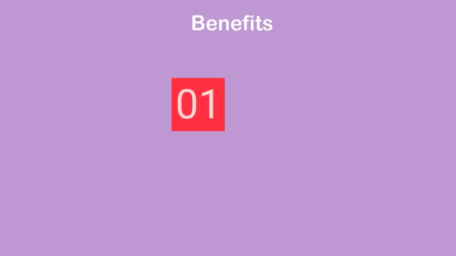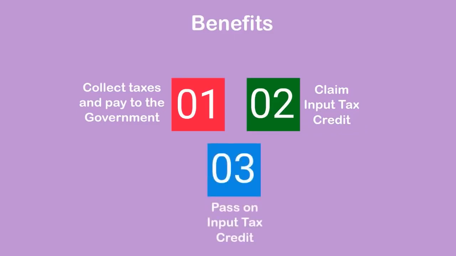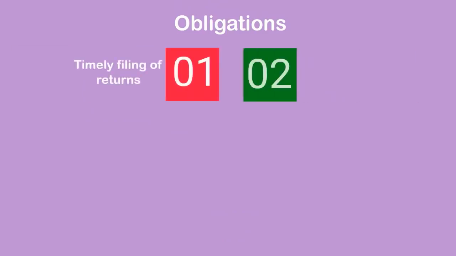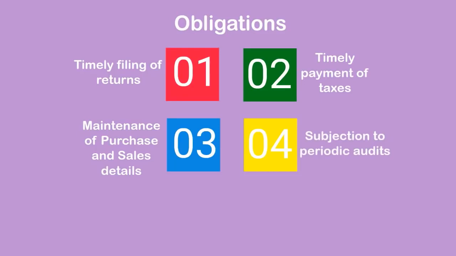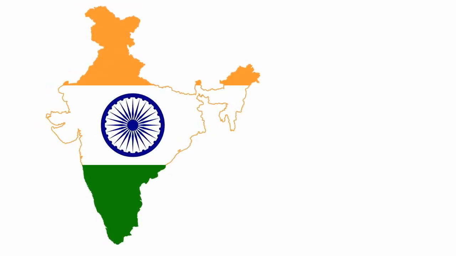Now, registration comes with both benefits and obligations. Benefits include the ability to collect taxes and pay them to the government, the ability to claim input tax credit on one's purchases, and the ability to pass on the input tax credit to one's buyers. Obligations include timely filing of returns including nil returns, timely payment of taxes, proper maintenance of purchase and sales details, subjection to periodic audits by the indirect tax authorities, and the need to display the GST registration number on all the invoices.